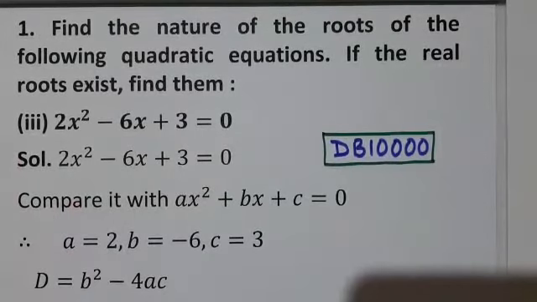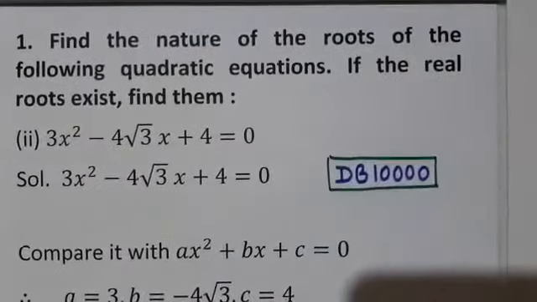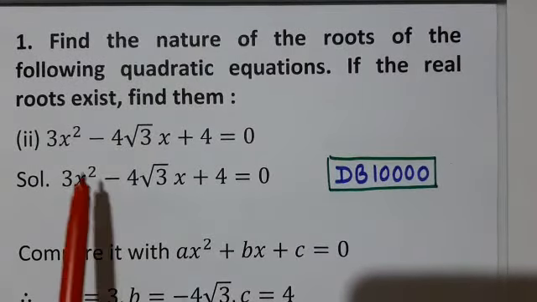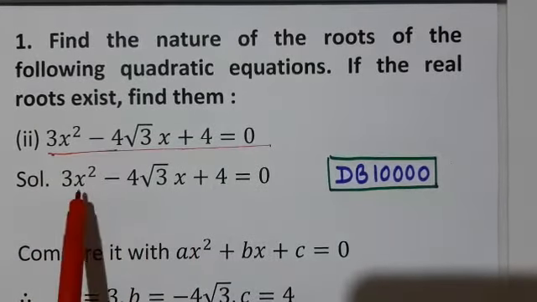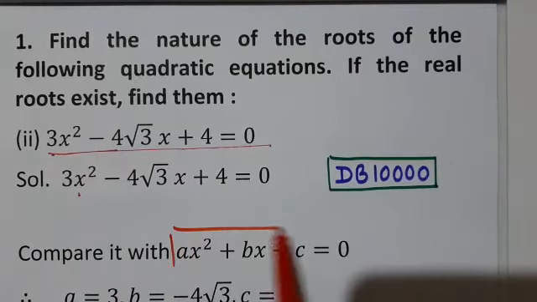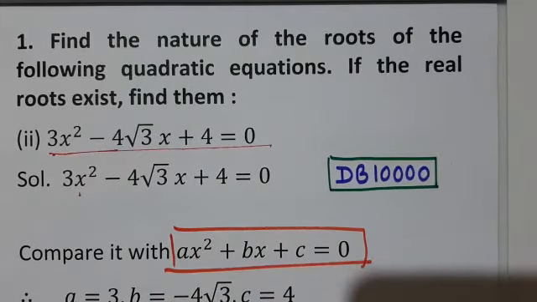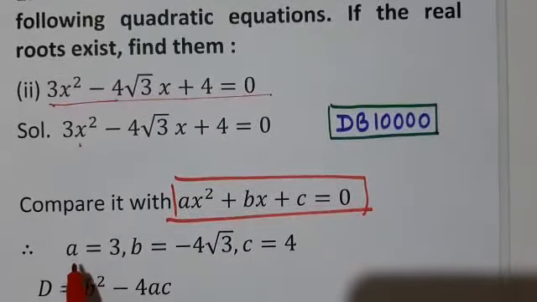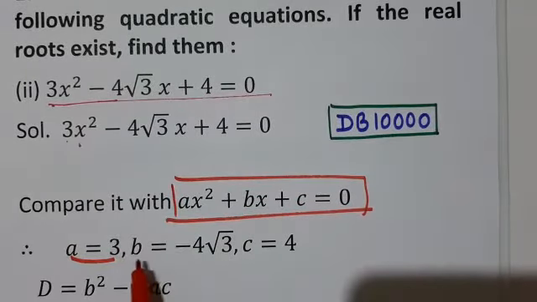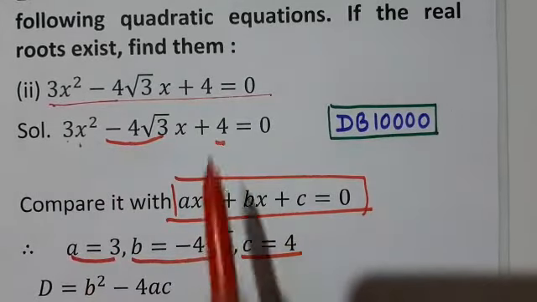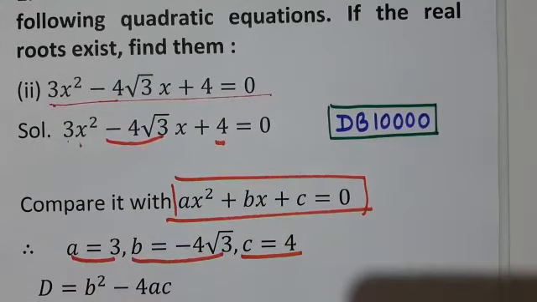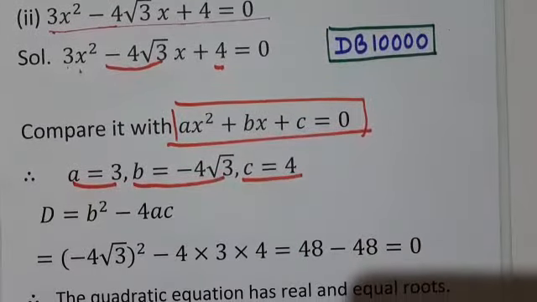This is the second equation. Ax square plus bx plus c is compared with this. By comparing, a equals 3, b equals minus 4 root 3, and c equals 4. Put the values in D. D is b square minus 4ac.